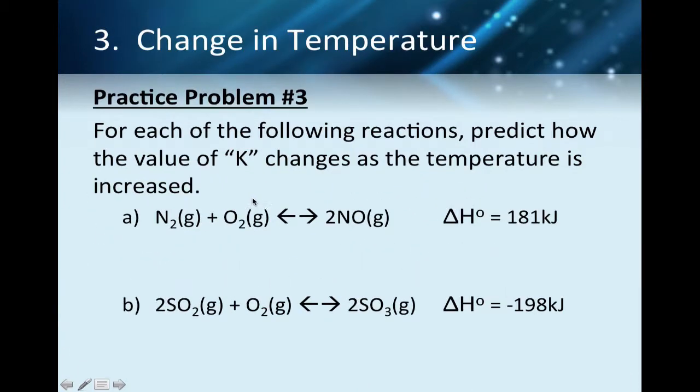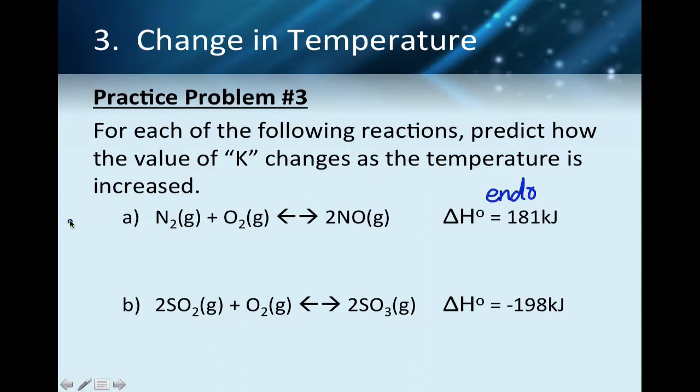So our question says, for each of the following reactions, predict how the value of K changes as the temperature is increased. If I look at my reaction here, here's the delta H for this reaction. This is a positive delta H, so that tells me that this is an endothermic reaction.